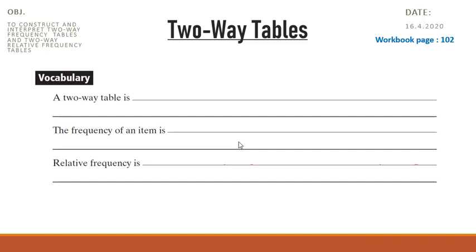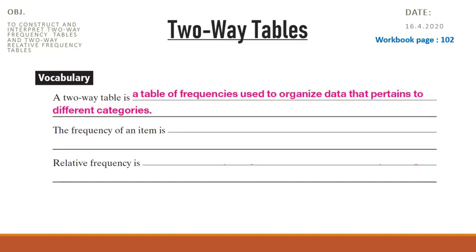Can anyone tell me what we mean by two-way table? Okay, Saud? Yes, a two-way table of frequencies is useful for organizing and displaying data that pertains to different categories. Great.